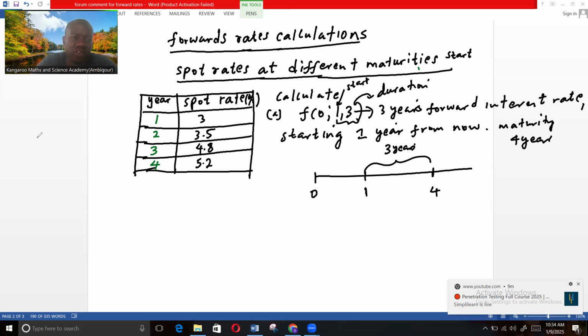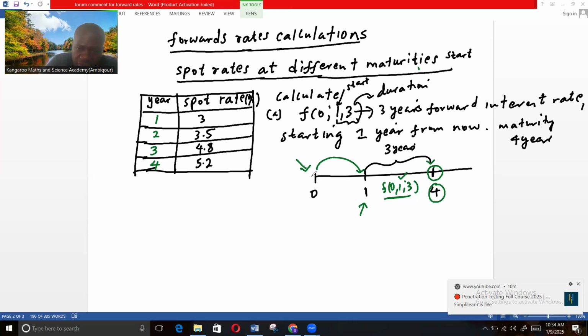I believe you are following. So what do we want to calculate here? We want to determine the forward interest rate, which starts in 1 year, but has a duration of 3 years. So its maturity is actually 4, because it's 1 plus 3. Remember we're starting here, so from 0 up until 1, this is just a 1 year spot rate. And within this, we need to continue with the forwards up until maturity.